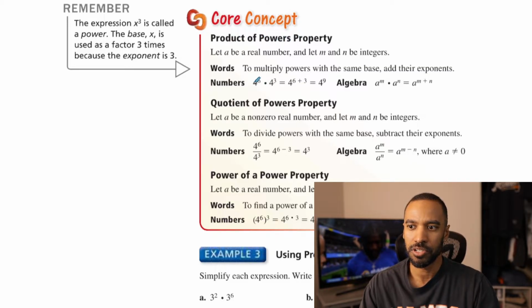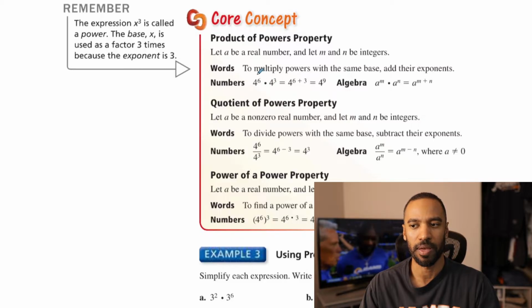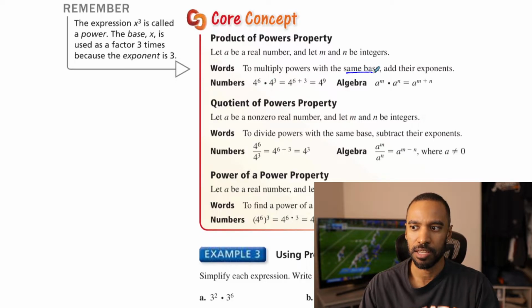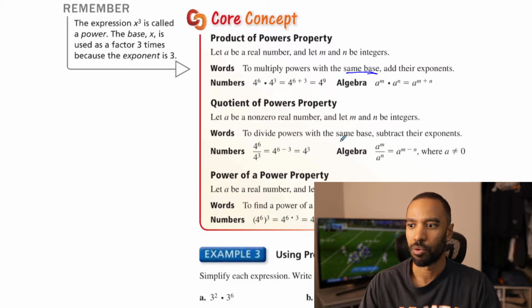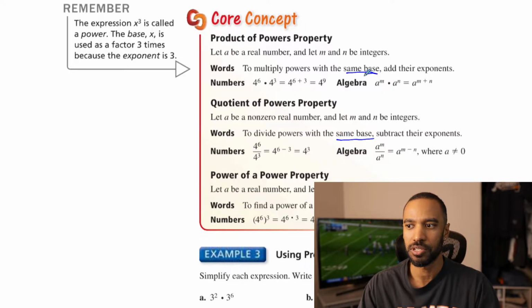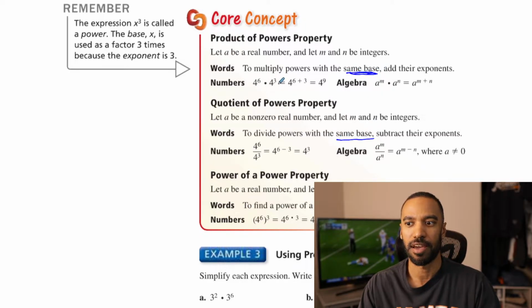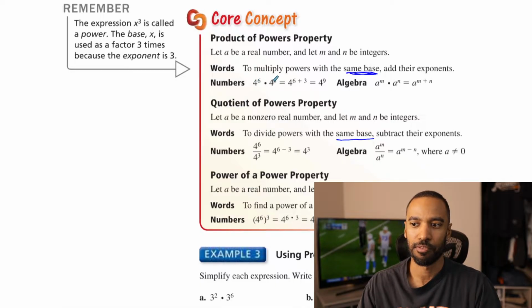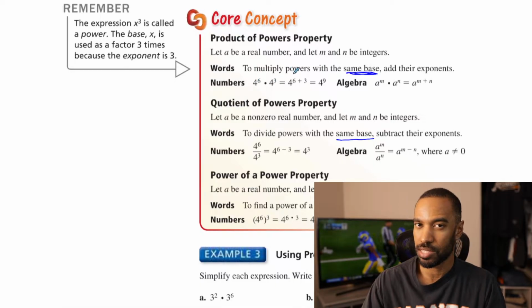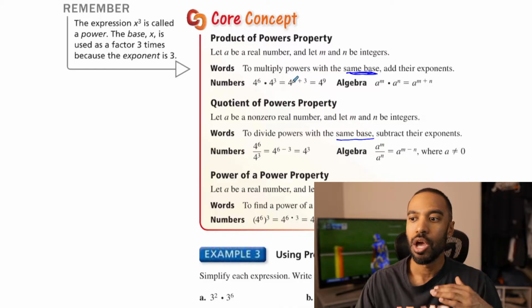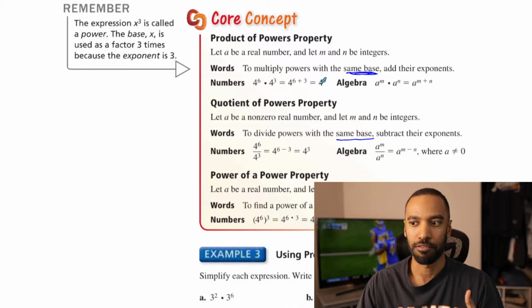Product of powers means there are two things with powers that you multiply together. They need to have the same base though, and that's also going to be true when we're talking about quotient of powers. If they have the same base, we can simplify their appearance. 4 to the 6th times 4 to the 3rd. It is not 4 to the 18th. You don't multiply the 6 and 3. Rather, you add the 6 and 3, and you get 4 to the 9th.